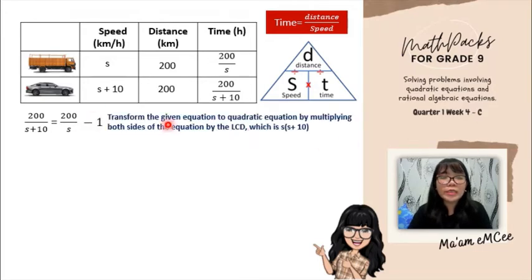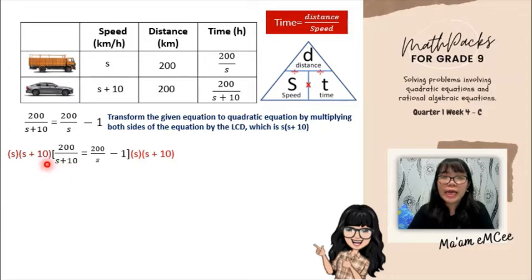So since our working equation is a rational algebraic equation, we need to transform this given equation to a quadratic equation by multiplying both sides of the equation by the LCD. And the LCD for our equation is S times S plus 10, because again, there is no common factor between S and S plus 10. So we multiply both sides of the equation by S times S plus 10.